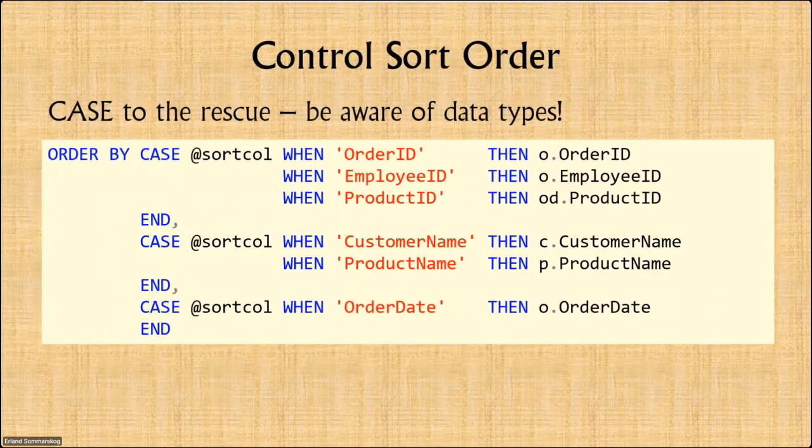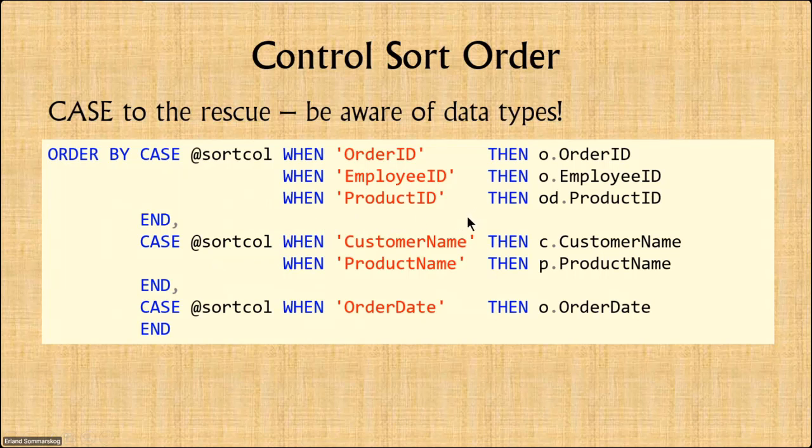And then, of course, we might want to control the sort order. And well, we can do this. We can use case to do this. So we say, okay, case at sort column. If it's order ID, then use order ID. If it's employee ID, use employee ID. But as you see, there are three case expressions. And why do I have that? Well, because I have different data types.